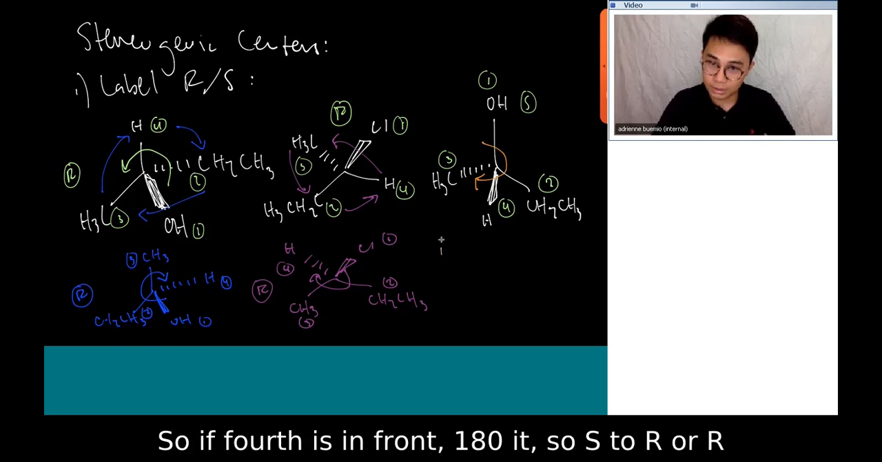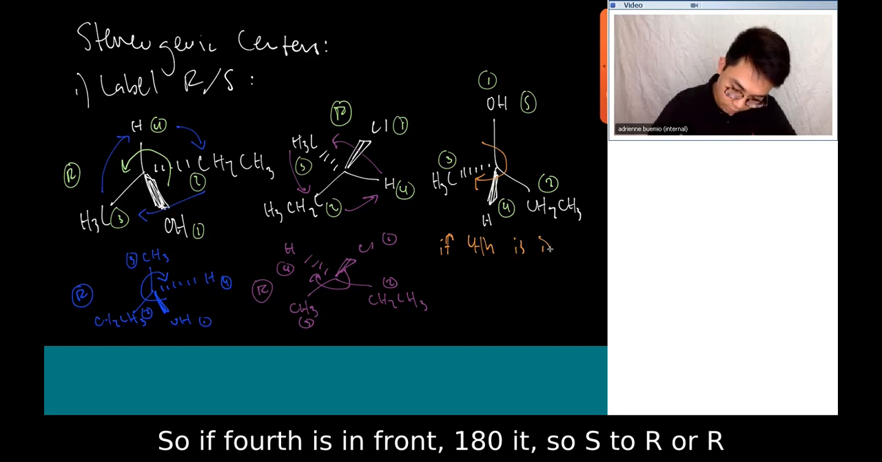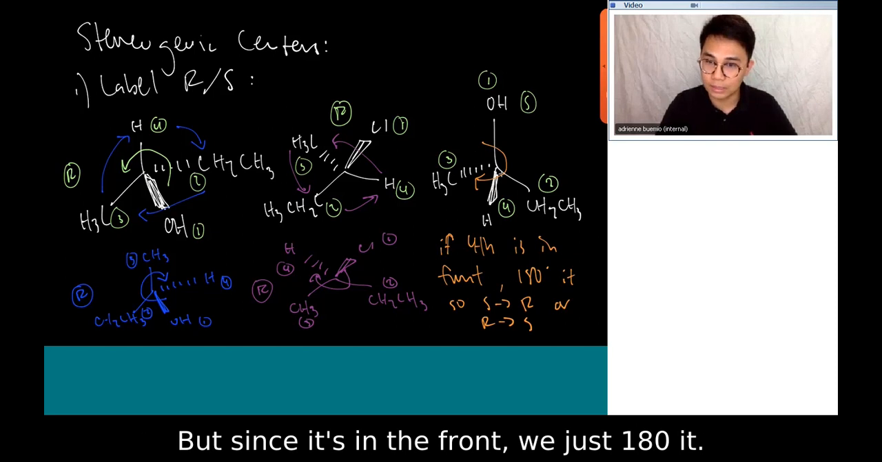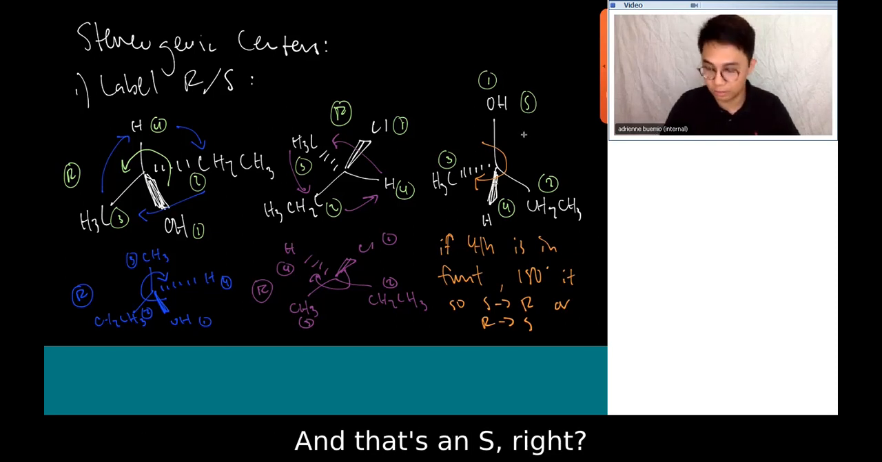So if fourth is in front, 180 it. So S to R or R to S. So if it looks like this one, it looks like an R, but since it's in the front, we just 180 it, and it's an S, right?